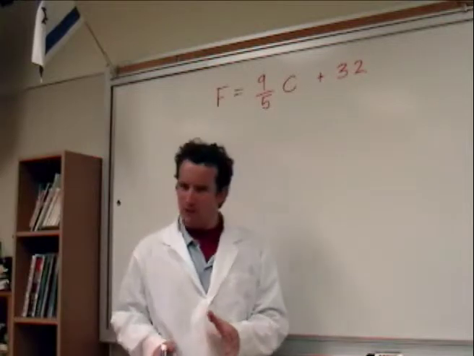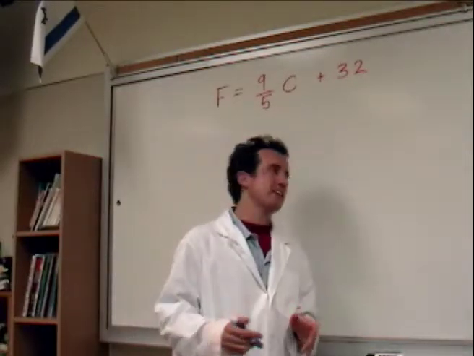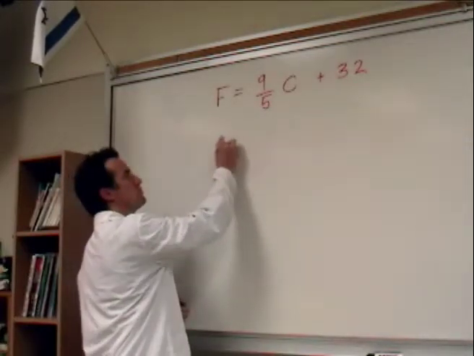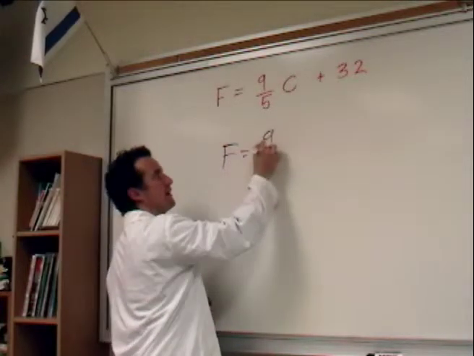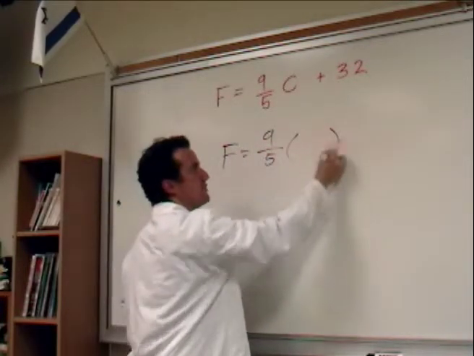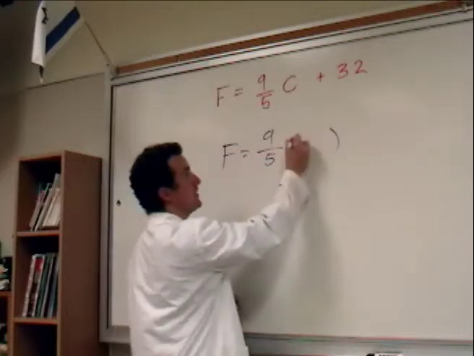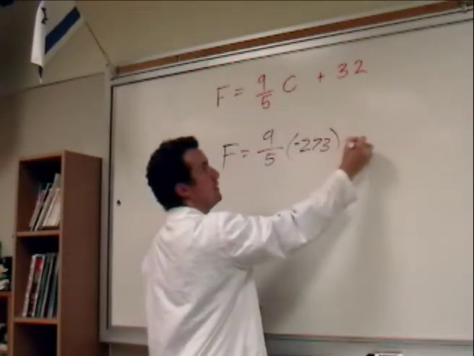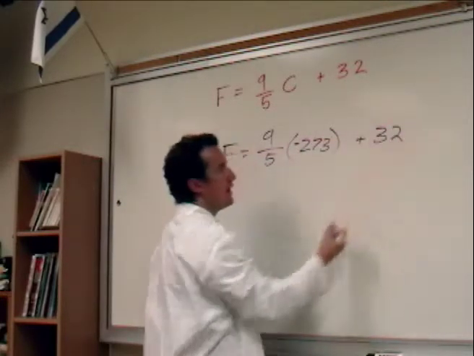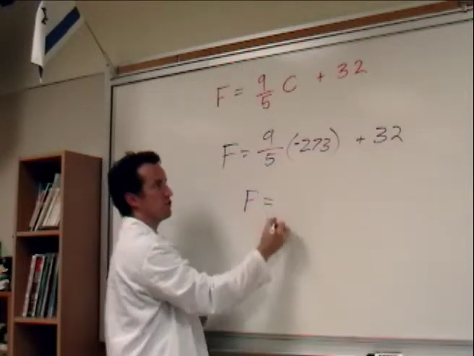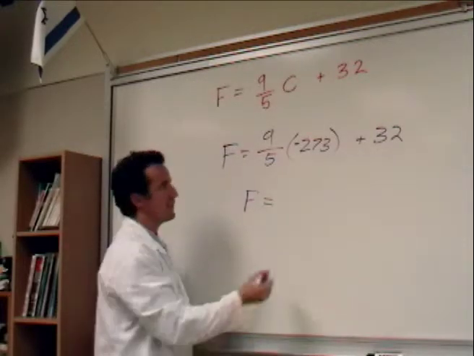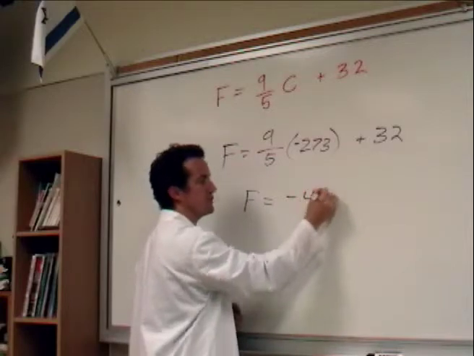Now you might be wondering, what's absolute zero on the Fahrenheit scale? Well, using the equation we found earlier, we say Fahrenheit equals 9/5 the Celsius temperature of absolute zero, which is -273, plus 32. A little math shows you that the absolute zero on the Fahrenheit scale is about -460 degrees Fahrenheit.